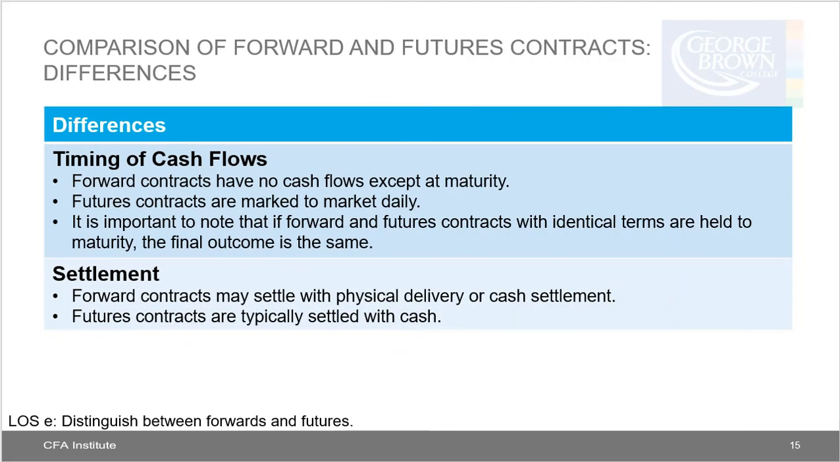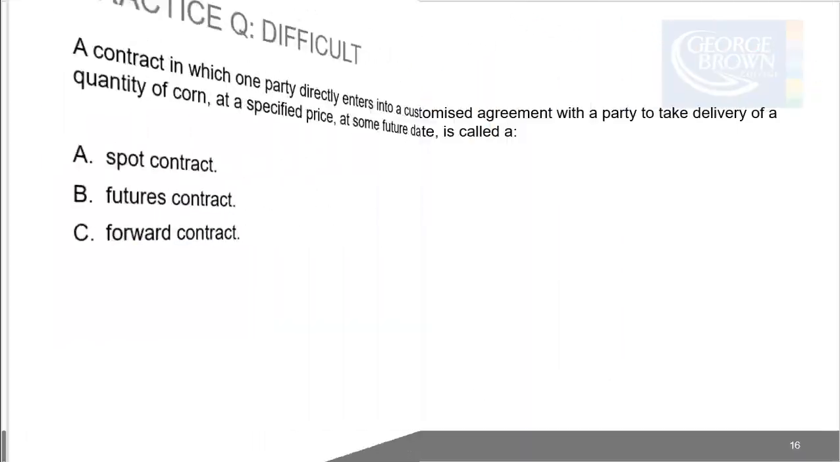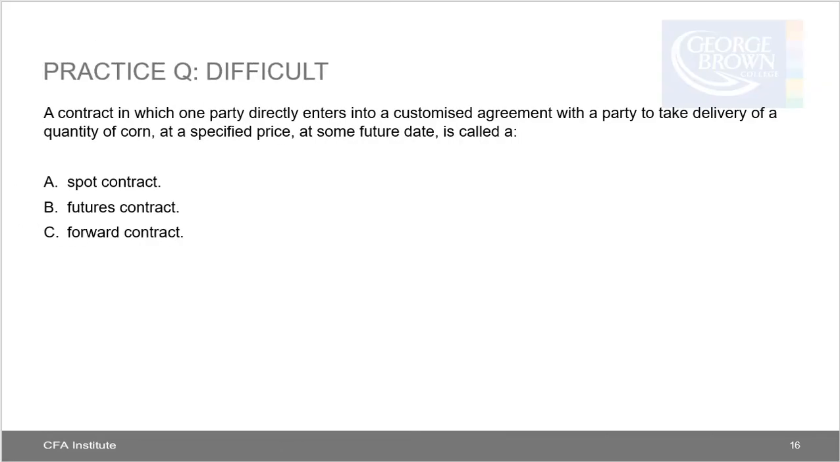Moving on to the differences between forwards and futures contracts with regards to the timing of cash flows. Forward contracts have no cash flow except at maturity. Futures contracts are marked to market daily. It is important to note that if forward and futures contracts with identical terms are held to maturity, the final outcome is the same. Okay? And finally, on settlement, forward contracts may settle with physical delivery or cash settlement, and futures contracts are typically settled with cash.